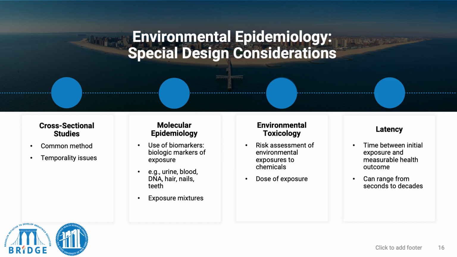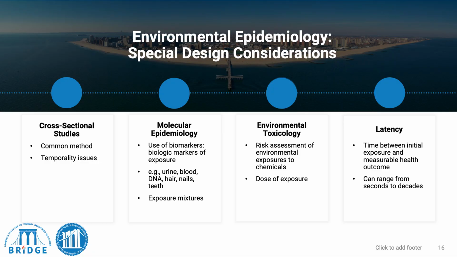Latency can range from seconds with an acute exposure and outcome situation. So you know immediately that a radiation burn might happen, or some other form of chemical burn is going to happen immediately, versus decades. So in the instance of something like cancer, where you might have an exposure, but you may not see the effect of that exposure for a long time, for a decade, maybe for a generation.